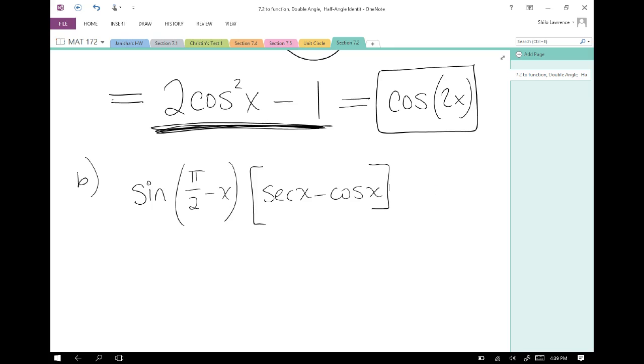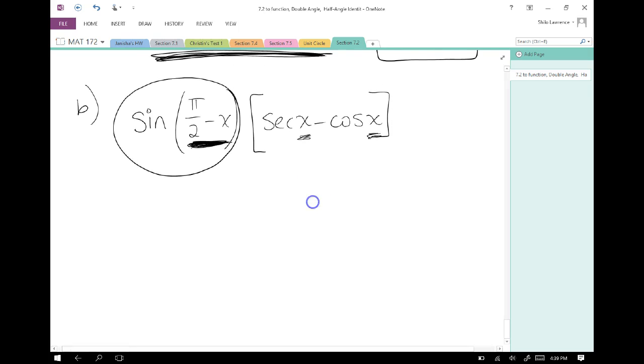Another thing I'm seeing is that this angle has got an operation in it and these don't. So this is where I'm going to start. You've got a couple options. If you remember your cofunction identity, and that is a cofunction identity, then you can use it. If you don't remember that it's a cofunction identity, you can always use your sum or difference identity.